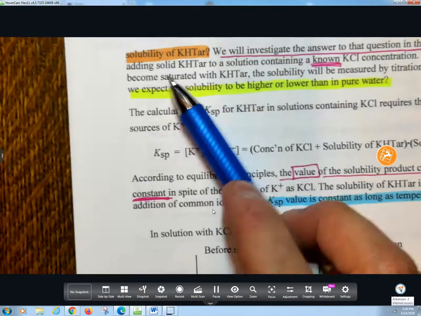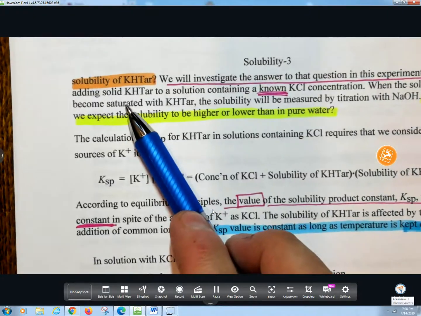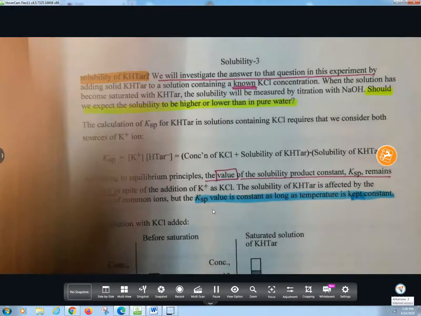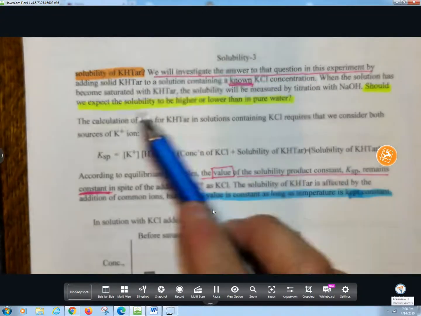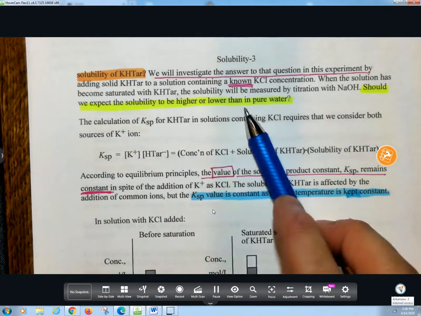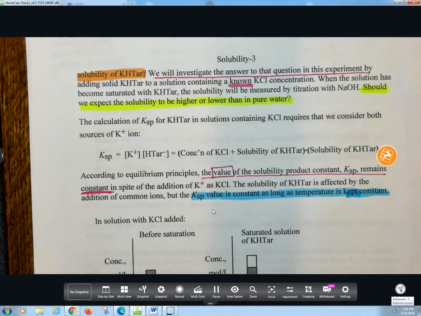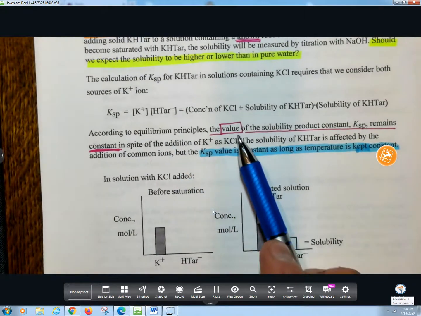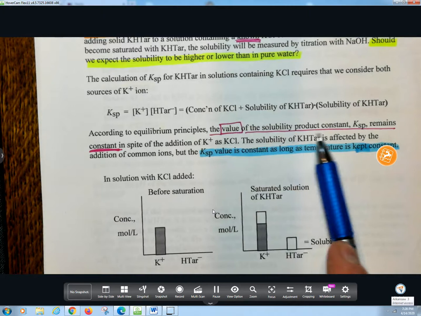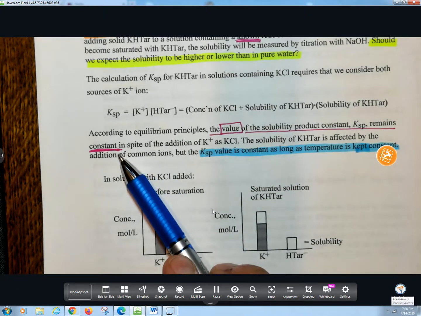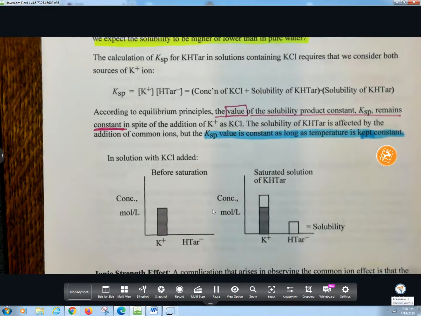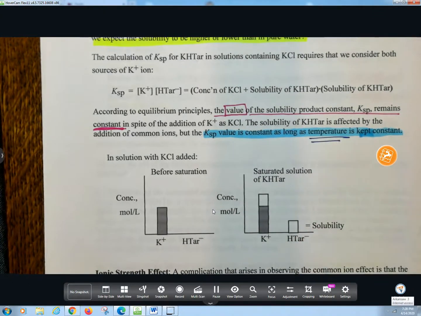So we are going to investigate how the solubility is going to be affected when we have a common ion in there. Should we expect the solubility to be higher or lower than in pure water? And the value of the solubility product constant remains constant. Okay, there's a Ksp, it is a constant. And again, that depends upon the temperature.